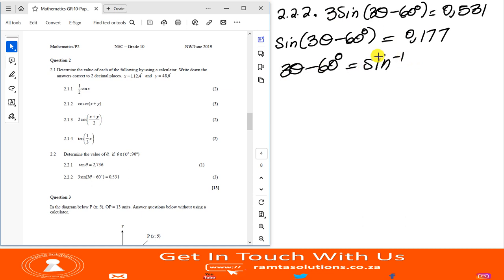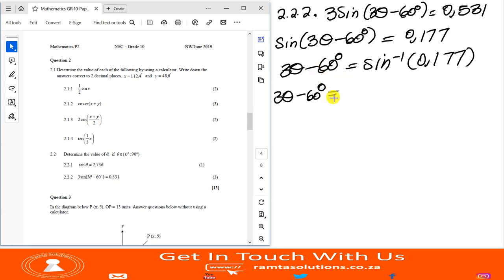Now, 3 theta minus 60 degrees is equal to the inverse of sine, not reciprocal, inverse of sine with 0.177. So now, remember, shift sine if you're using Casio, and I believe most of you are using Casio. Shift sine 0.177. What do we get? Be careful. Do not round off as yet. When you are in the middle of calculations, do not round off. Only round off your final answer.